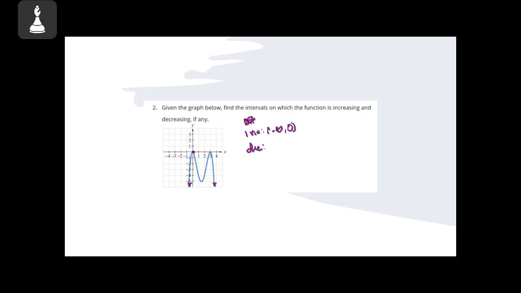Then it switches to a decreasing section until I hit this spot here, which is the exact middle of 1 and 2, so 1.5. So we're decreasing from 0 to 1.5. Then we switch back to increasing, so 1.5 to 3. And then we switch again down to decreasing, remembering the arrows there, so 3 to infinity.